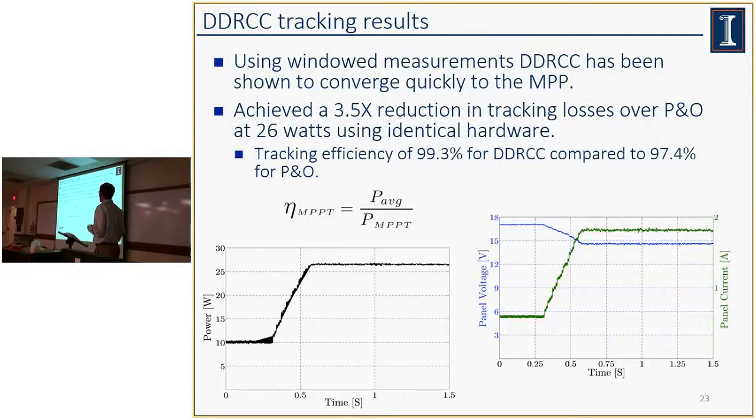The 90.3% convergence or tracking efficiency that we were able to get for DDRCC using this implementation stands in contrast to the 97.4 that we would get for undithered perturb and observe. And we're able to accomplish this maximum power point tracking technique at about the same rate as undithered perturb and observe, possibly a little bit faster, but we're able to track the maximum power point much faster than we would be able to if we used a dithered perturb and observe.